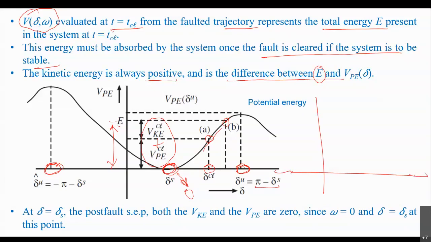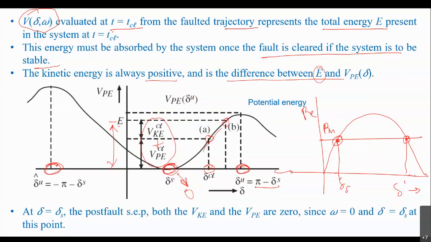Here if we see the P versus delta, this is your PM curve. This is your delta S, the stable equilibrium point. And at this stable equilibrium point, your energy is 0, because your kinetic energy and potential energy are 0, right? And as soon as it reaches the unstable equilibrium point, this will be your unstable equilibrium point, right?